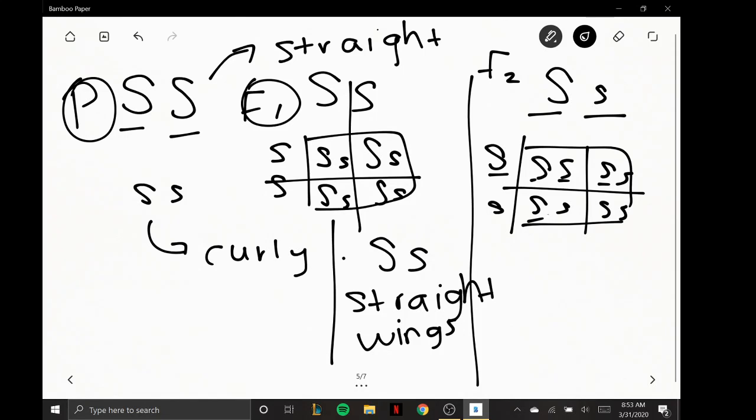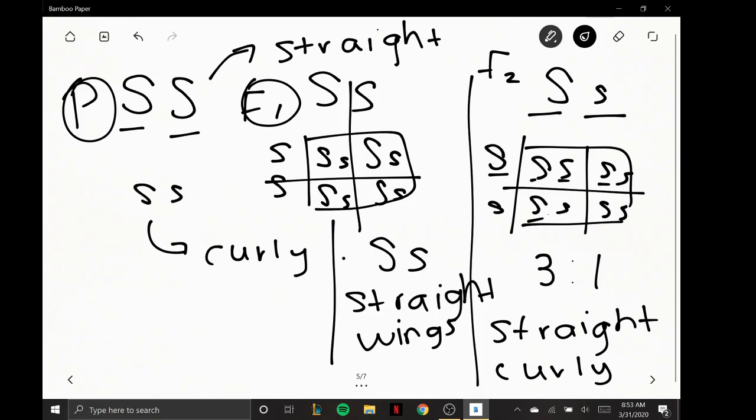We're going to see the same thing. We have a 3-to-1 ratio. 3 out of the 4 are going to have straight wings. 1 out of the 4 are going to have curly wings. So this means it's 75% likely that the babies are going to have straight wings, and 25% likely that they're going to have curly wings.